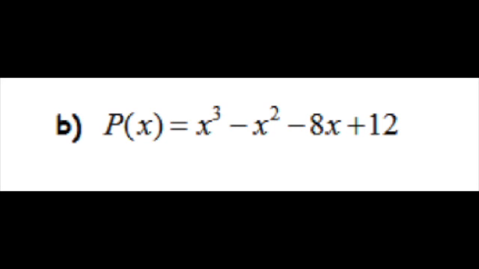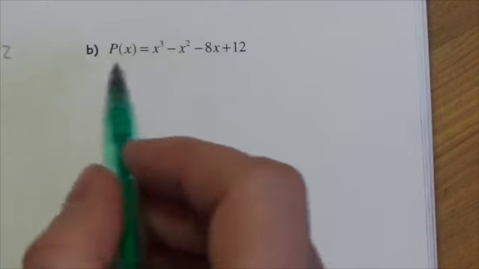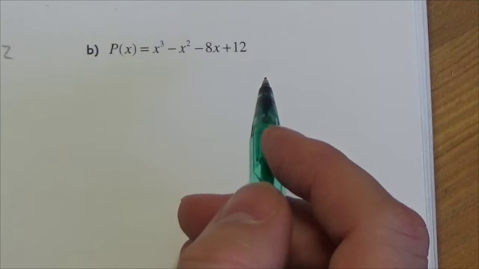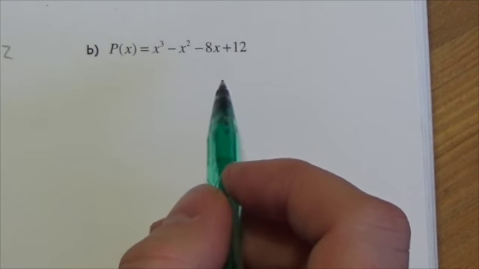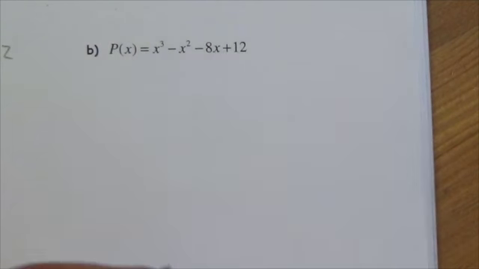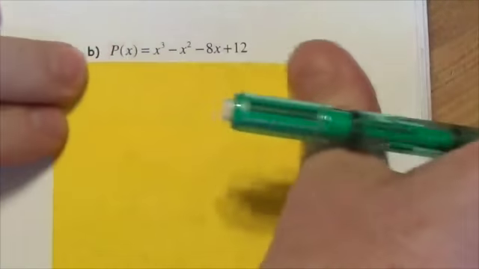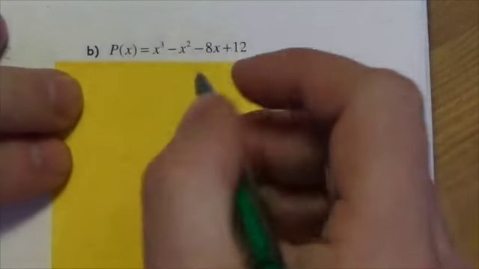Good. x cubed minus x squared minus 8x plus 12. All right, so once again, first thing I'm going to look for here, is there any common factors? And to answer that question, I say no. No, there's nothing common to all of those. The next thing I'm going to look for here is factoring by grouping.